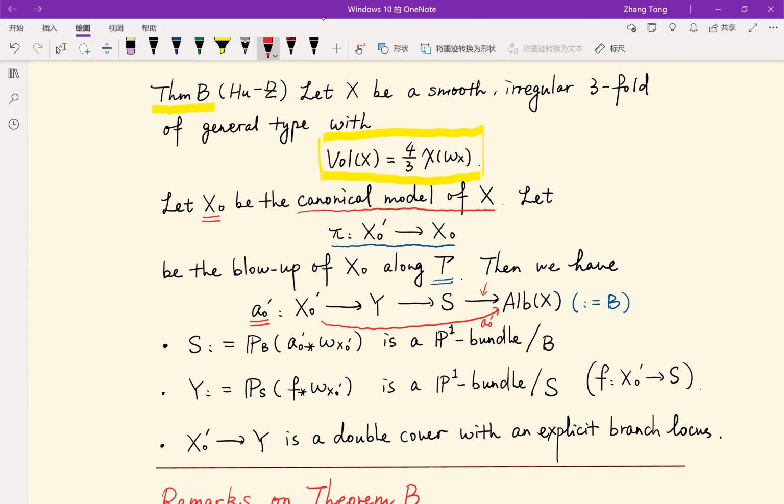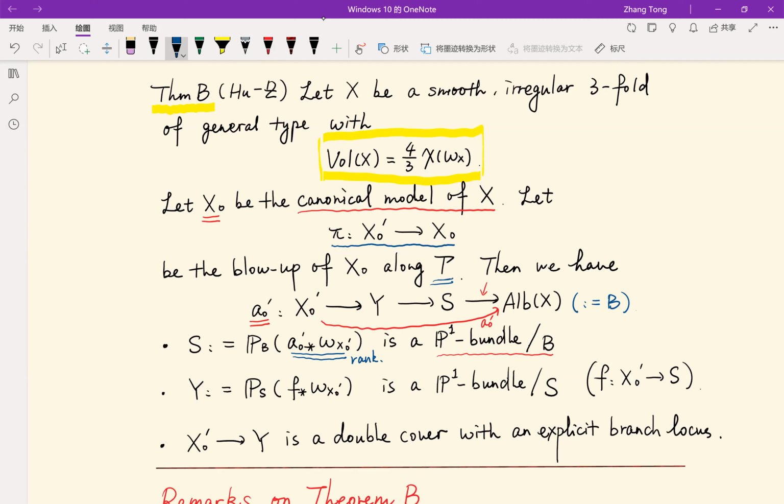So what is S? This S is a P1 bundle over B. And what is this P1 bundle? Once you have a P1 bundle over a curve, it corresponds one-to-one to a rank 2 vector bundle over this curve. This bundle is just the push forward of the dualizing sheaf. You can see this is of rank 2 because the fiber is a 1-2 surface, which means the geometric genus is 2.